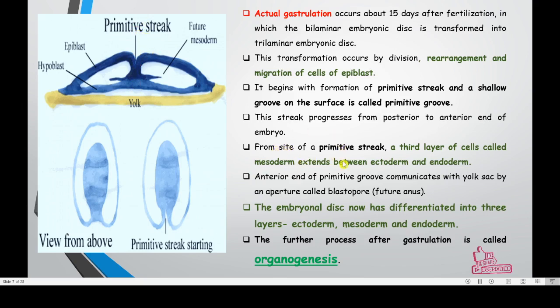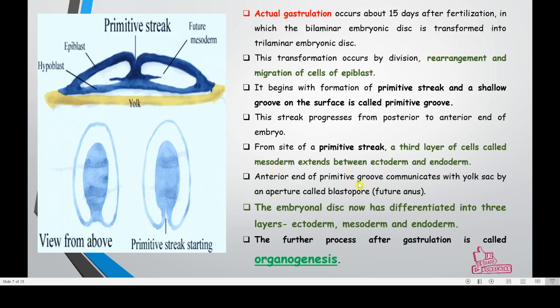From the site of the primitive streak, a third layer of cells called mesoderm extends between ectoderm and endoderm. Ectoderm is the epiblast. Endoderm is the hypoblast. And in between these two layers, we get one more layer because of this primitive streak, called the mesoderm. Because of the primitive streak, a few cells get added in between ectoderm and endoderm, which is called the mesoderm. This is the view from above.